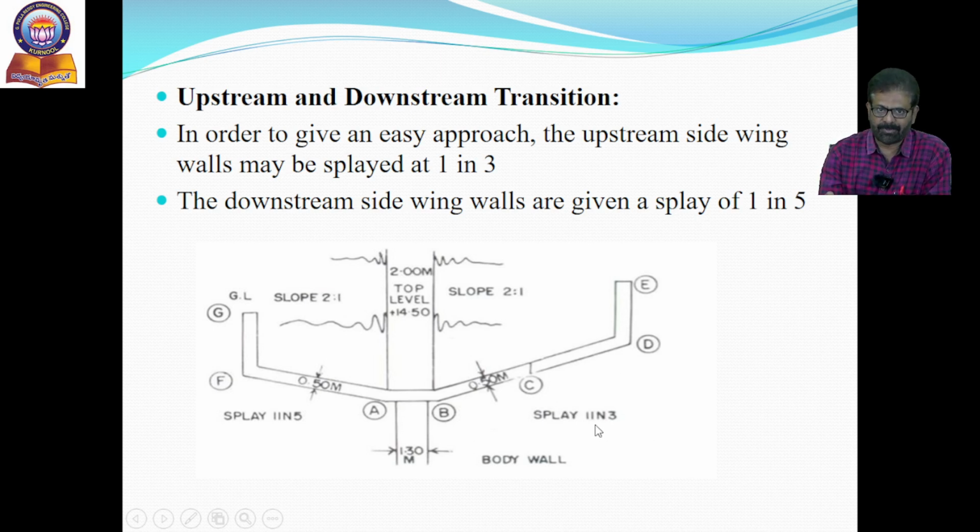I already explained about the splay. Similarly, on the downstream side, not that much importance. We can provide the splay as 1 in 5. So 5 meters in this direction, 1 meter has to be deviated. That is called splay. 1 in 5 and 1 in 3. So these are called the transitions to be provided on the upstream and downstream side for a smooth approach.